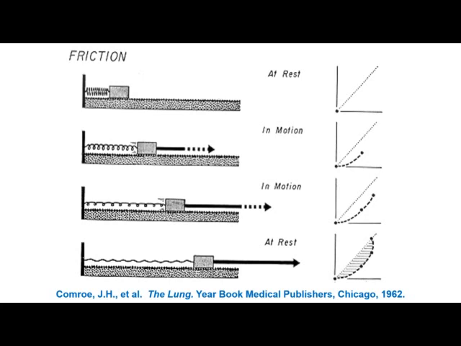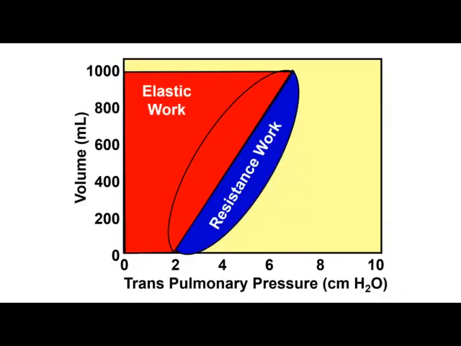More work to extend it over gravel. So this shaded area is actually the work I did to overcome resistance, or to overcome friction. This red trapezoid is what was required to overcome elastic work, to overcome volume. This blue area is what was required to overcome resistance.